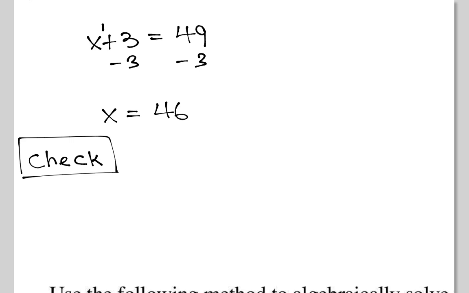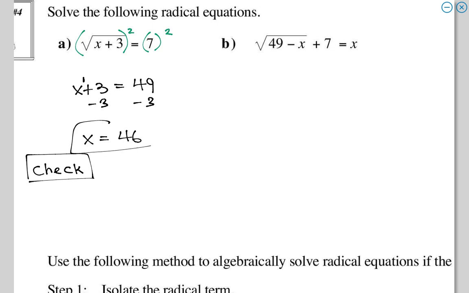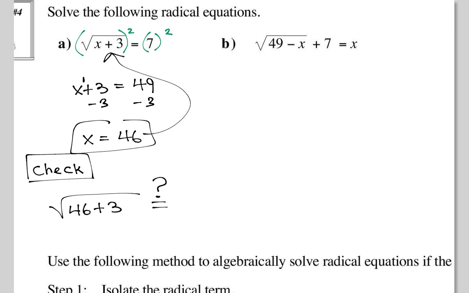Okay? So we're going to take our answer and we're going to plug it back in there. So we get the square root of 46 plus 3, and we're going to check if that equals 7. Square root 49 equals 7. 7 equals 7. You just put the number that you solved for back in there. 46 plus 3.